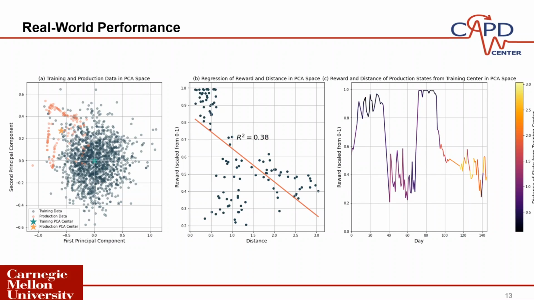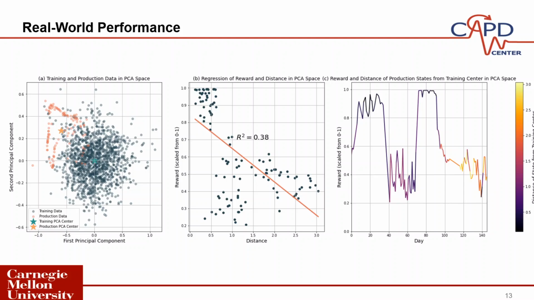We also have other metrics that we've been looking at. One of the things that we've been using quite extensively is principal component analysis, so PCA. You can see this in the first plot on the left where we have the first and second principal components of our states plotted. In the blue, we have the training states, and in the orange, we have all the actual states that the system has seen since it was implemented. This is about 5 months of data when the snapshot was taken. The orange star gives the real data center in PCA space versus the blue star where it has been trained.